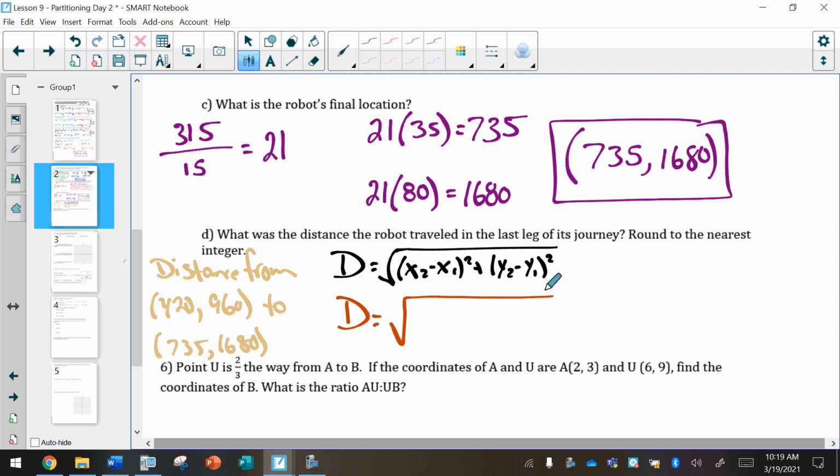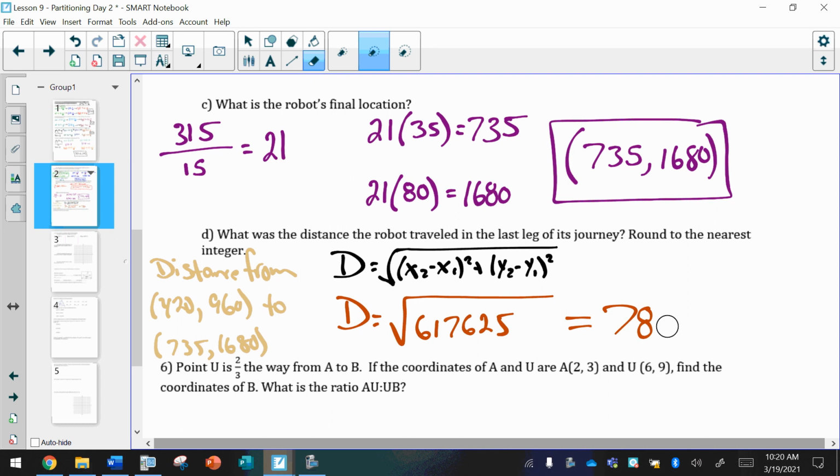So when you type this into the calculator, type it in without the radical so you can get the actual square root value, the radicand. Radicand is a fancy word for the number inside the radical. So it's 617,625. It says round to the nearest integer, so go ahead and do the square root of that. Round to the nearest integer, 786. That is the distance. Now we don't know what units we're talking about, so we'll just say 786 units.